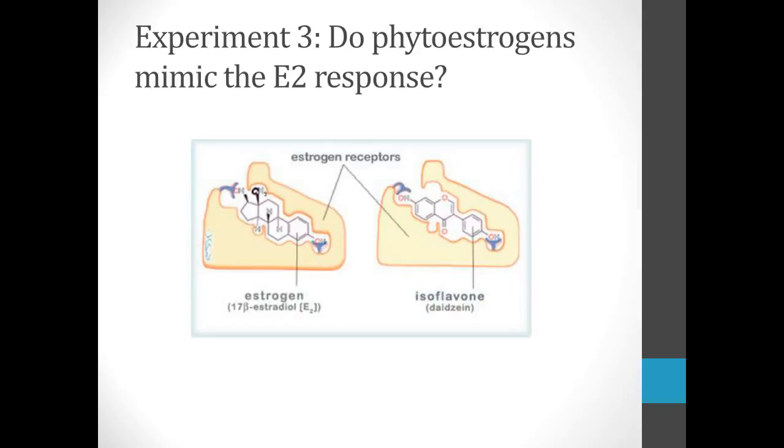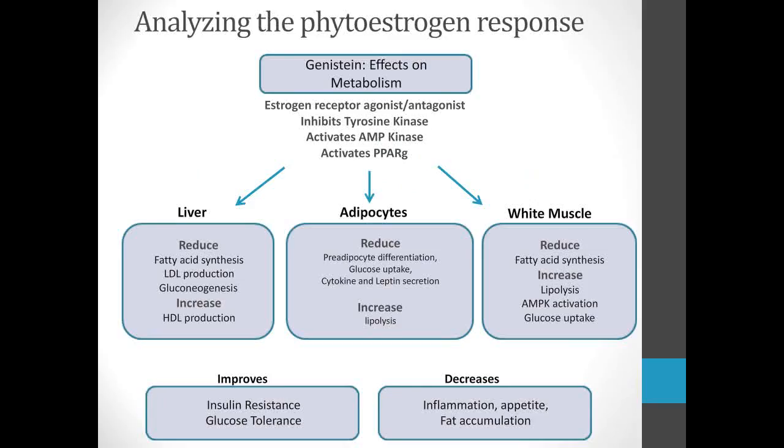Some isoflavones, like genistein, which is particularly high in soy, can bind to estrogen receptors, and therefore they are called phytoestrogens. So we investigated the effect of genistein in rainbow trout because dietary genistein consumption is quite high, at least when the fish is consuming a soy-based diet.